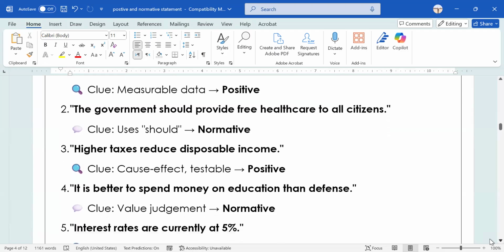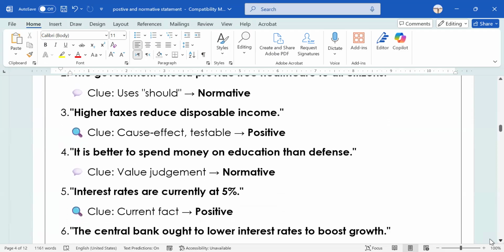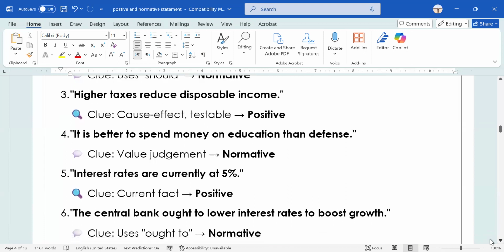The third is higher taxes reduce disposable income. So what was the cause of the change in disposable income? The higher taxes. What's the effect of higher taxes? It is the decrease of the income. So there is a cause and effect. Definitely, it's a positive statement. Number four, it is better to spend money on education than defense. Obviously, there is a judgment between spending money on education and defense. So this is a normative statement.